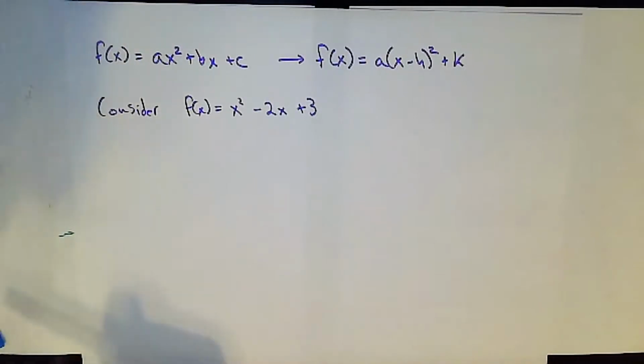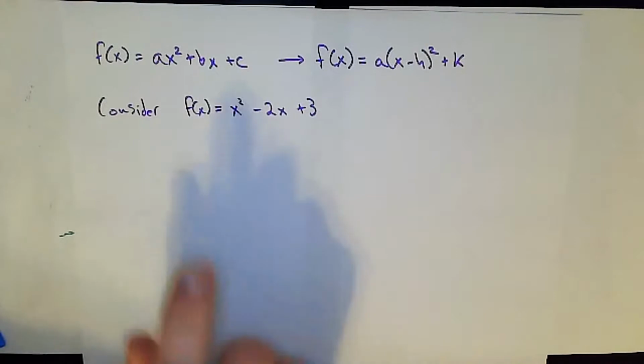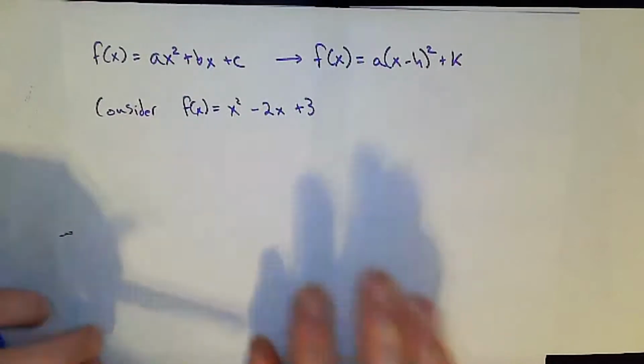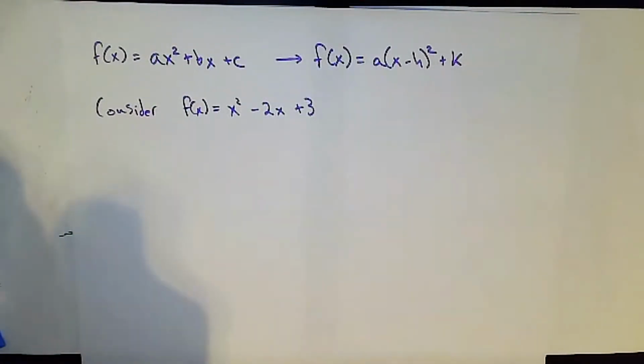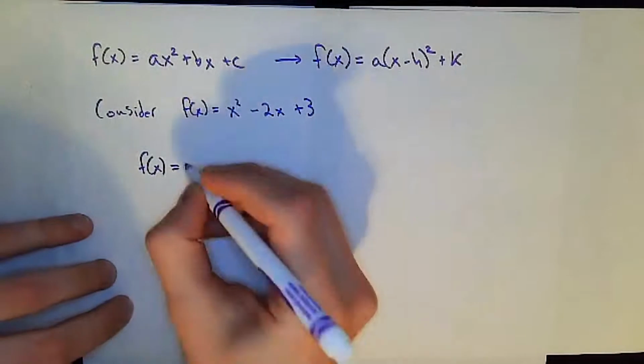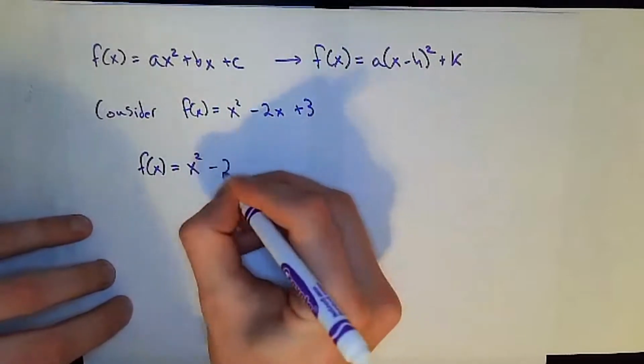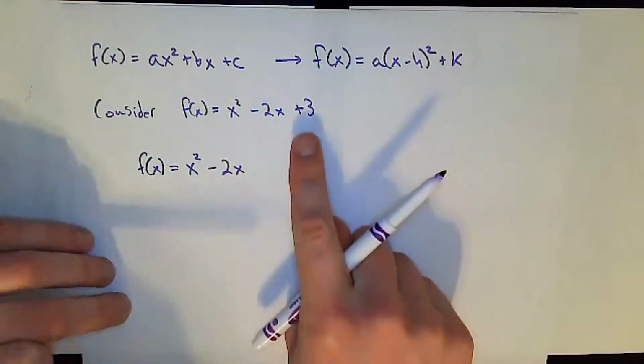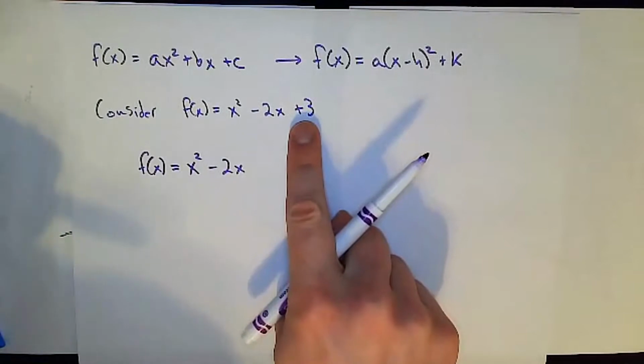Now, something to note right off the bat with this one is that a is equal to 1, right? So a is not going to be a problem for us here. Don't need to worry about a, it's just 1. What I do need to worry about is the fact that this is not a perfect square trinomial, because this 3 is just not a perfect square.